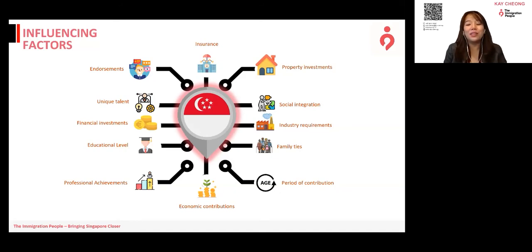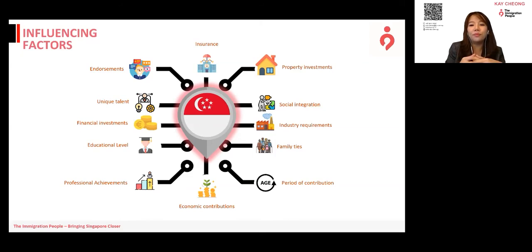Now the next one is economic contribution. So when you come to the one-to-one session, we will teach you how to showcase this professional achievement. Last but not least, economic contributions. Of course, this is one common misconception. People always think the higher salary you have, the more tax you pay, the better the chance. It's not true, for your information.